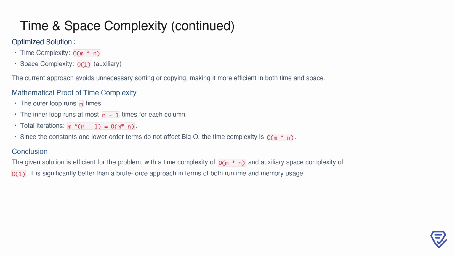To mathematically validate the time complexity, the outer loop runs m times, and for each column, the inner loop performs at most n-1 iterations. Multiplying these results gives a total of m*(n-1) iterations, which simplifies to O(m*n) when expressed in big O notation. Since constants and lower order terms are irrelevant to big O, this confirms the time complexity.